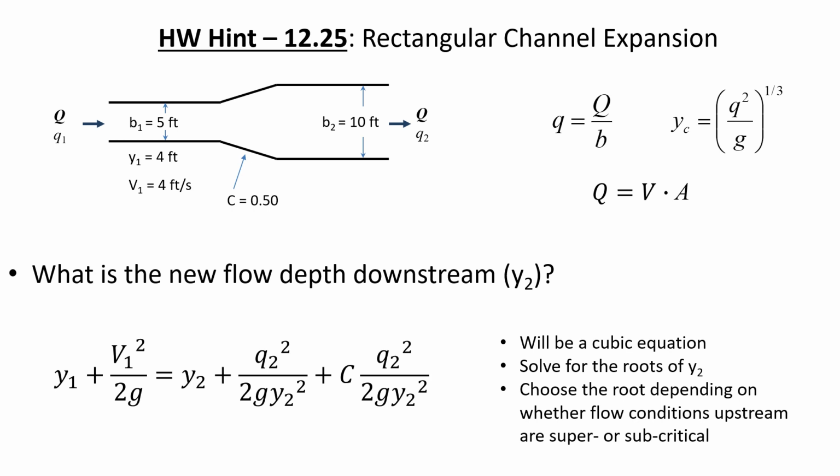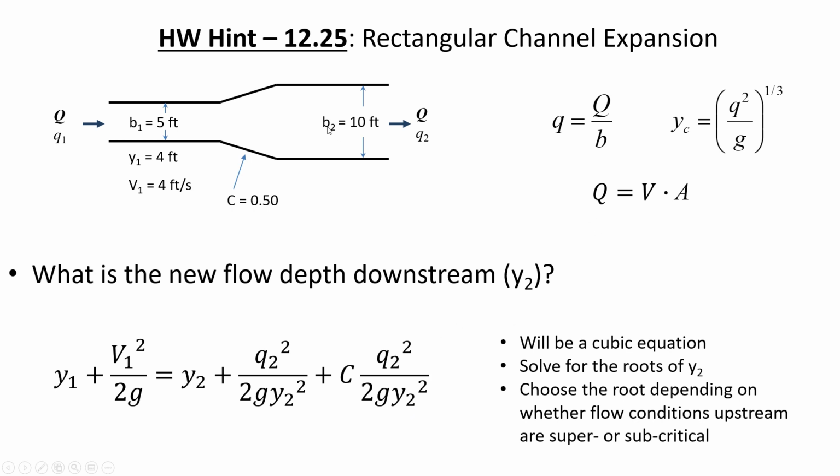And the reason why it can be useful is that we know the width of the channel here at location 2. We know the width is 10 feet, and we know the flow rate, big Q. And so we can find the flow per unit width. But we don't know the depth. So the depth is going to be an unknown, and that's what you're solving for.